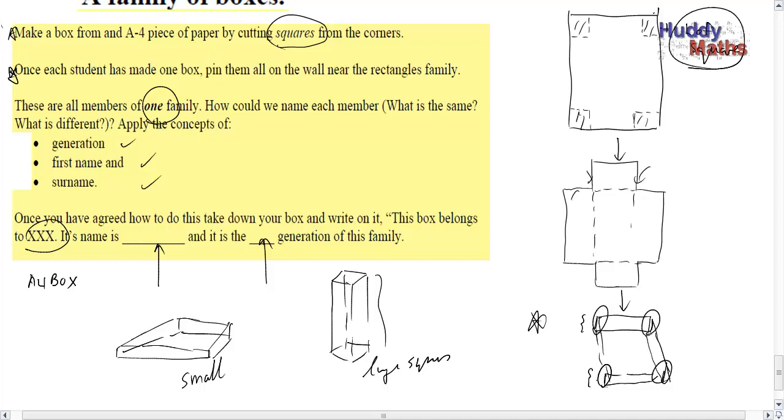I hope you're thinking now, how can patterns in maths, and groups of figures and numbers, relate to families and the way we think about them? So it's an exciting idea. I want you to think about that.